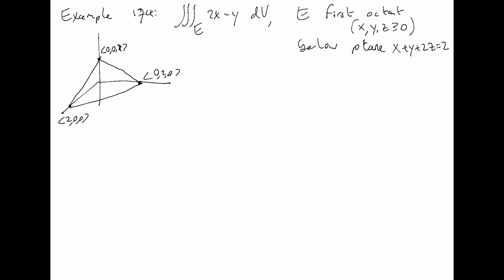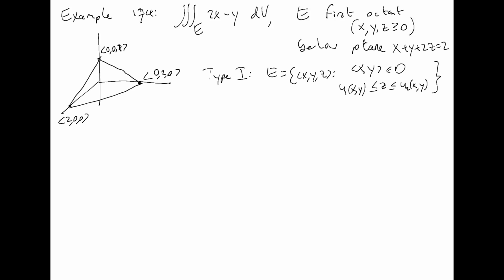And so afterwards I would recommend that you look at the book and see how you can also do it as type 2. So if you want to do it as type 1, then that means our region E is going to be the (x, y, z) such that (x, y) are in some region D, and z is between two functions. Okay, for the moment, let's call them u1 and u2. And remember that D is going to be the shadow on the xy plane.